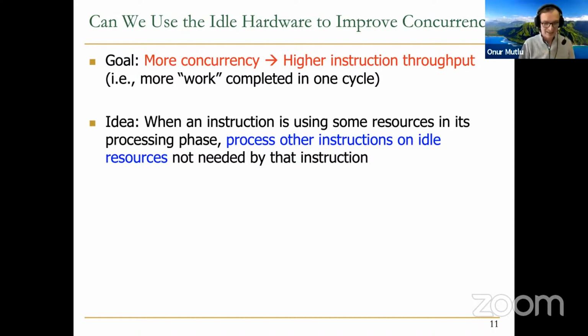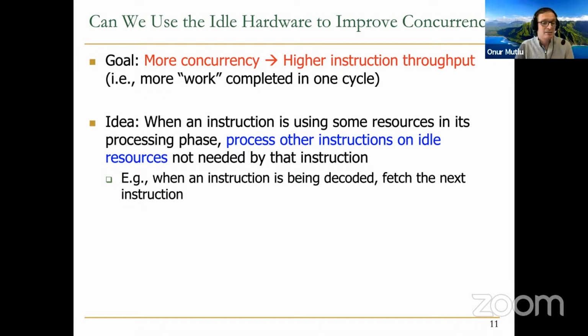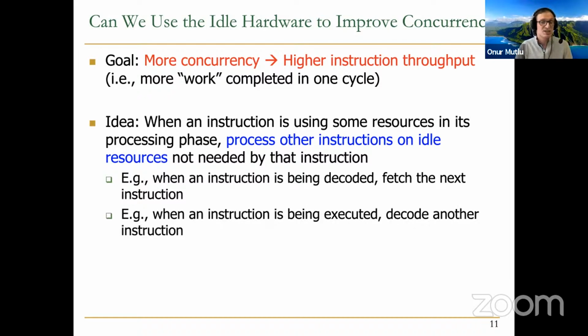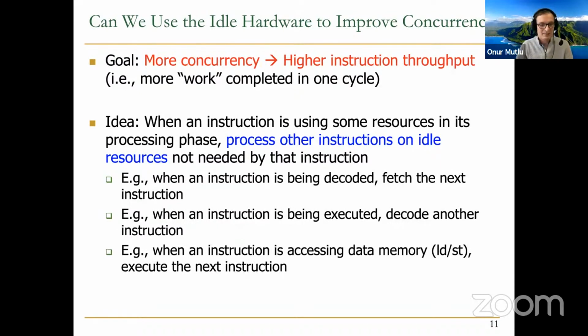That's the idea, to maximize the concurrency you have in the system. So basically, when an instruction is being decoded, fetch the next instruction. When an instruction is being executed, decode the next instruction and fetch the instruction after that. When an instruction is accessing data memory, execute the next instruction, decode the instruction after that, and fetch the instruction after that in program order.